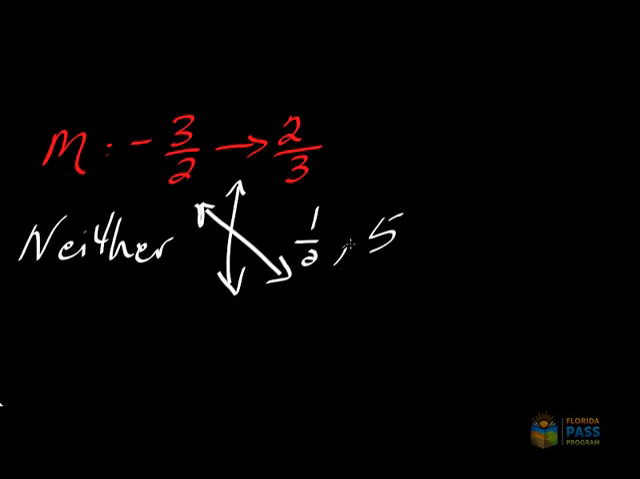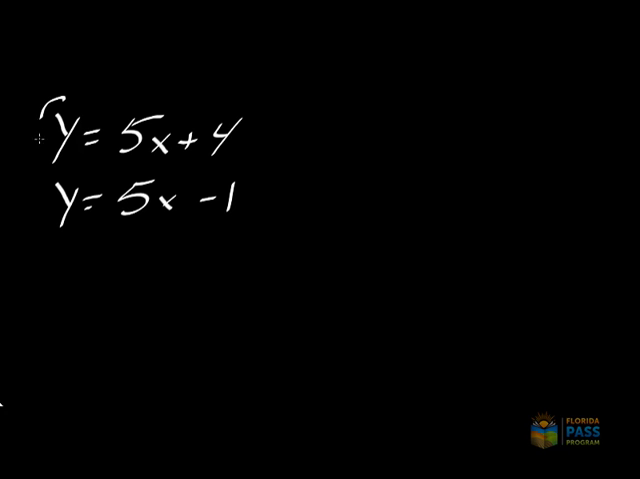Let's say I gave you some equations, and you had to identify the type of line. For example, y equals 5x plus 4 and y equals 5x minus 1. If you look at these two equations, you notice the slope is 5 and the y-intercept is 4. Now, if you're trying to figure out how do I know which one is the slope and which one is the y-intercept, I remember because I learned the equation y equals mx plus b.